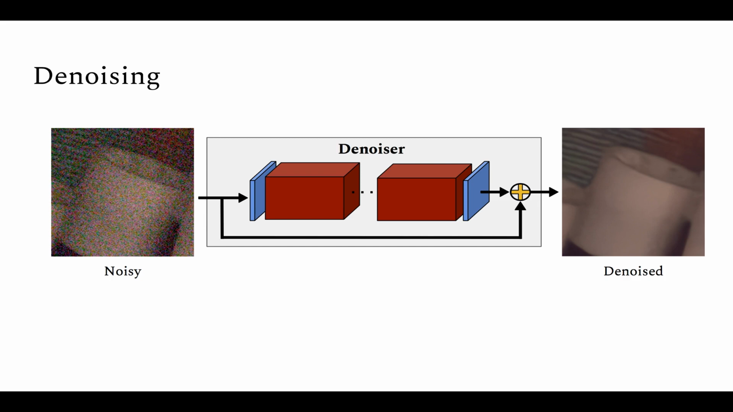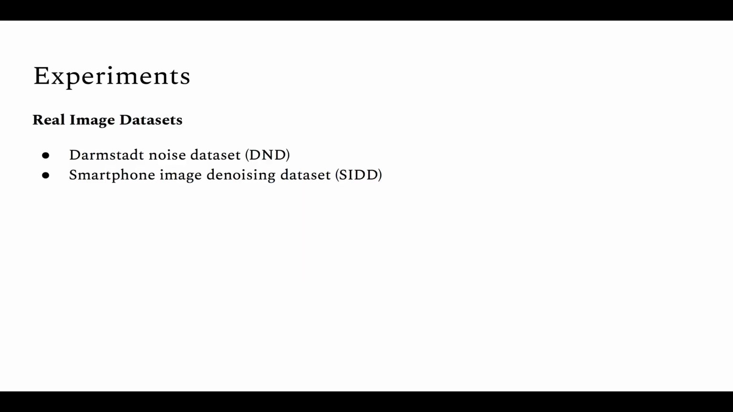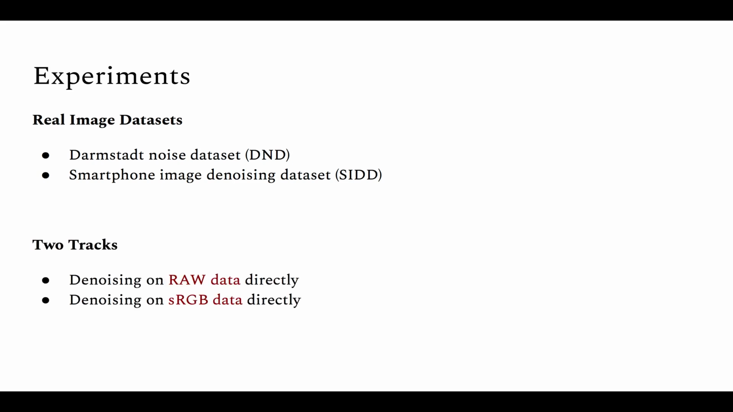In our paper, we also propose a new image denoising algorithm. The architectural details of our denoising method and CycleISP framework for data synthesis can be found in the paper. We perform experiments on two real image datasets. The first one is Darmstadt noise dataset, and the second one is smartphone image denoising dataset. Both of these datasets provide images in RAW and sRGB domains. Therefore, we have two tracks for image denoising, one for RAW denoising and the other for sRGB denoising.